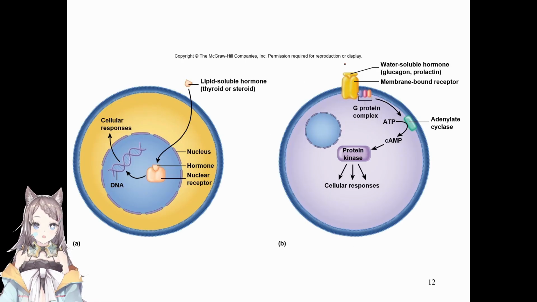Okay, so how are they different? We have the lipids on the left and our water-soluble on the right. For our lipid-soluble hormones, they do not actually need any special type of transport process. Because they are already lipid-soluble enough, they can freely cross our cell membrane and act on the nucleus.